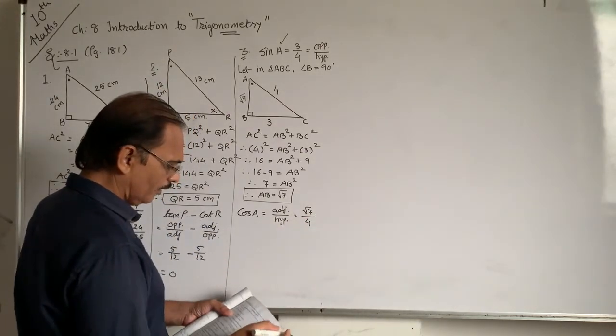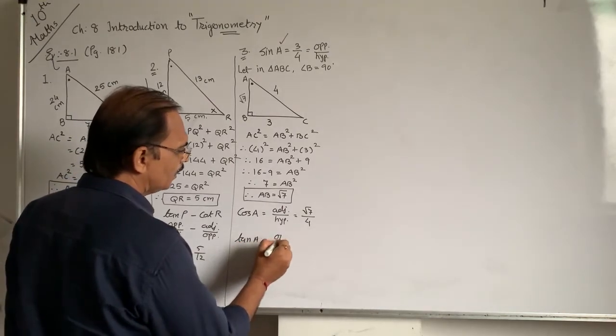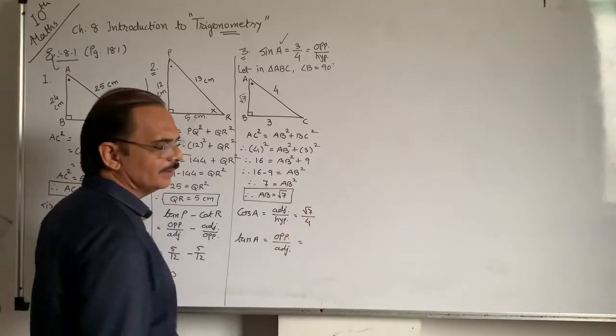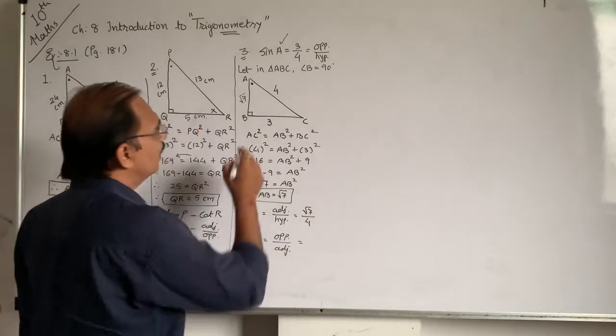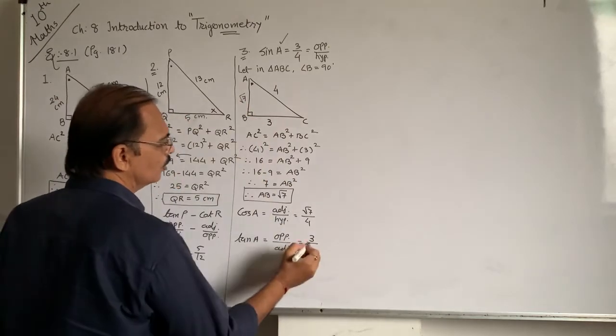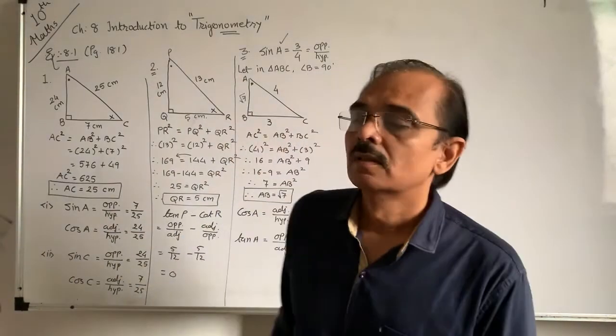And then you have to find tan A, again for angle A. The formula of tan is opposite upon adjacent. Opposite side upon adjacent side. For angle A, opposite is 3 and adjacent is root 7. Is it okay? Now, see here.